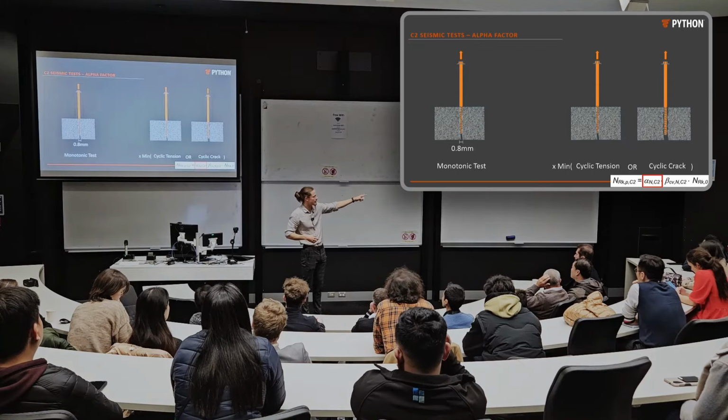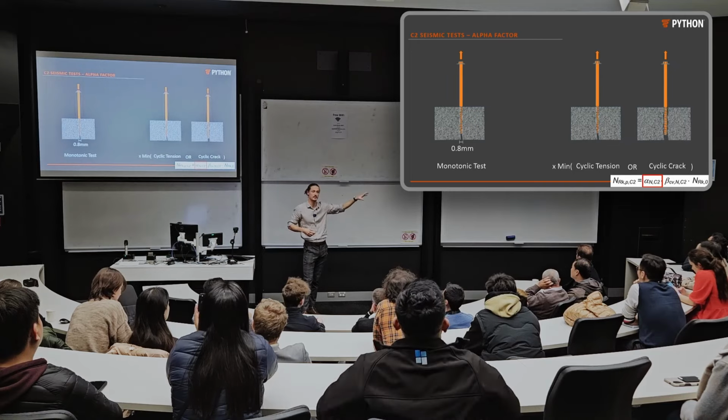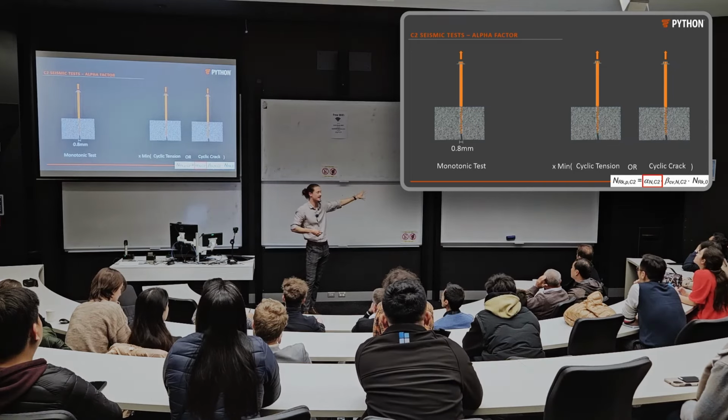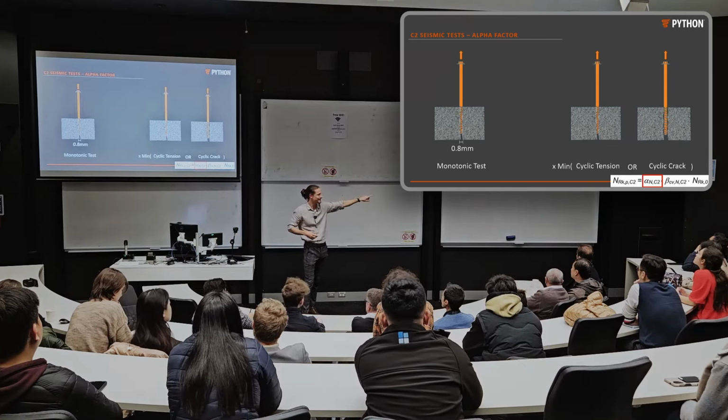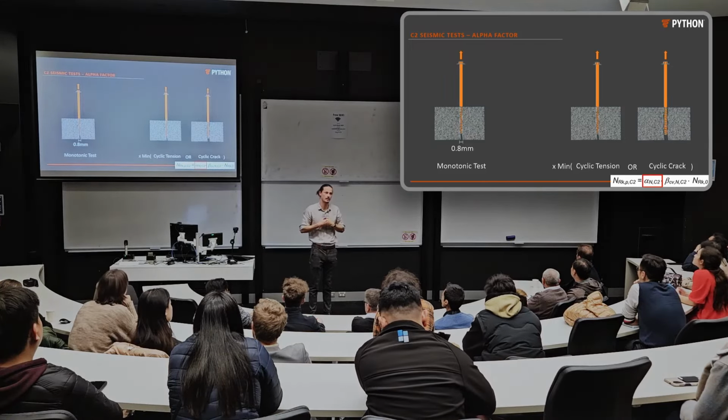Now, I have sketched down the bottom how the alpha factor gets built from these tests. We take the result of the monotonic test and multiply it by the lesser of either the cyclic tension or the cyclic crack width. And there's a reason we don't superimpose them.